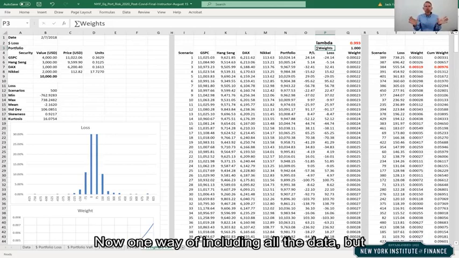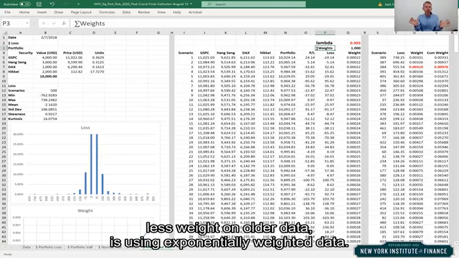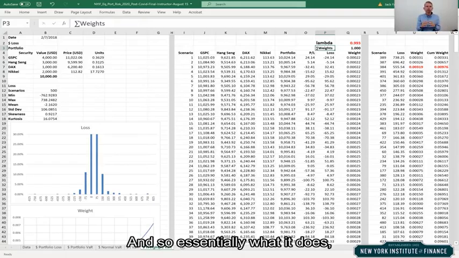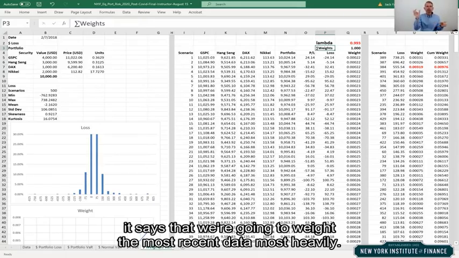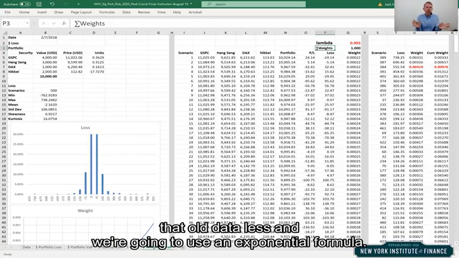Now, one way of including all of the data, but putting more weight on more recent data and less weight on older data, is using exponentially weighted data. And so essentially what it does is say that we're going to weight the most recent data most heavily. And then as we go further and further back in time, we're going to weight that old data less. And we're going to use an exponential formula.